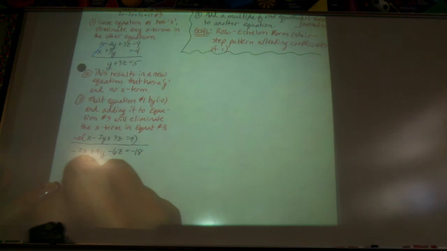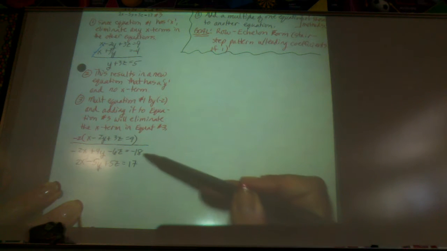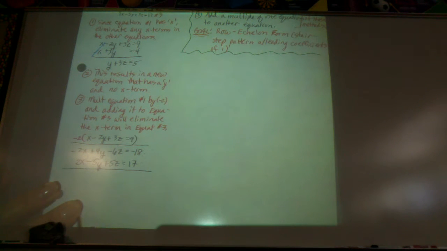So then I'm going to write the third equation right underneath this and create a system, right? So I've got 2x minus 5y plus 5z equals 17. This is the new equation 1. This is the equation 3 that I did not change. The reason why I changed it was so that I could eliminate the x's, right? And so I'm left with 4 and negative 5y is negative y. Negative 6z and positive 5z is negative z equals negative 1.